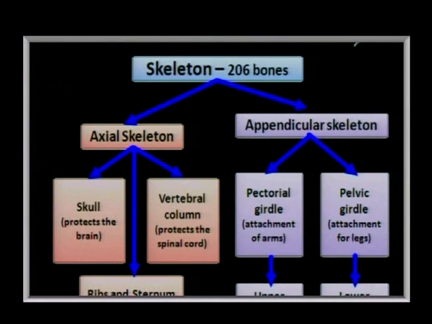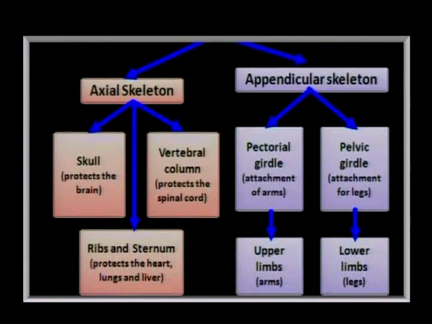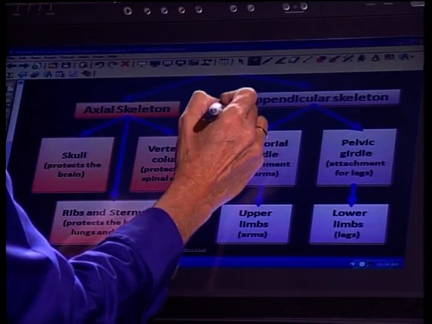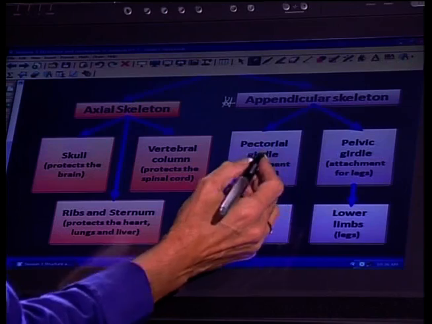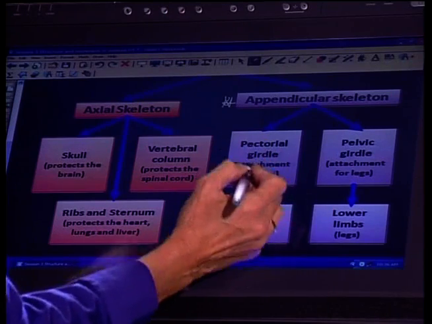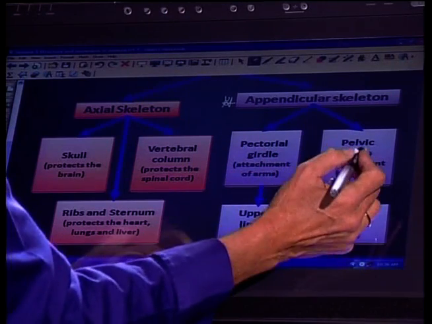The axial skeleton is, and here we have it, the skull and the vertebral column. And part of that vertebral column, you're going to have your ribs and your sternum. That makes the axial skeleton. Your appendicular skeleton, this portion here, is the pectoral girdle and the pelvic girdle.